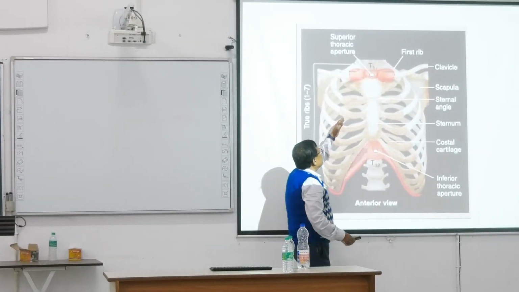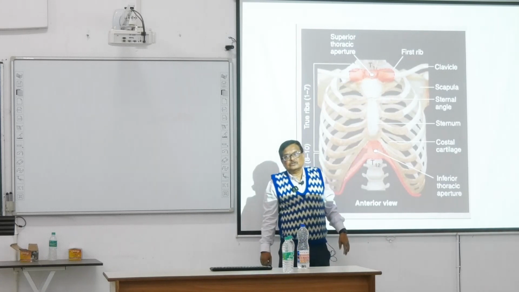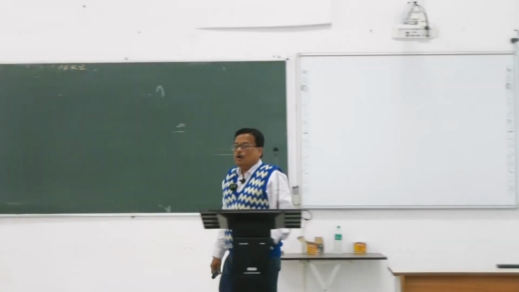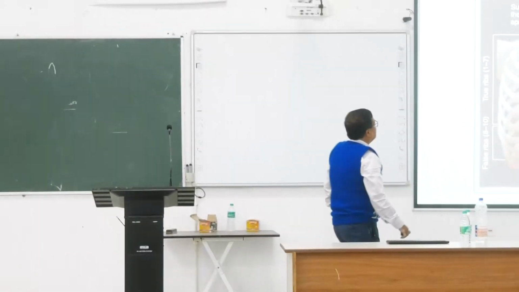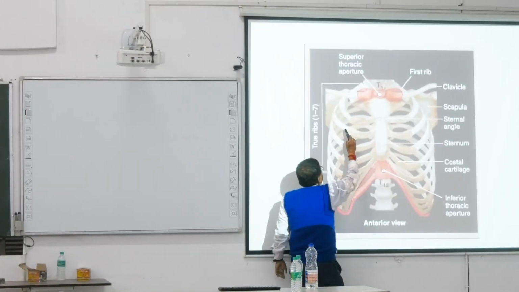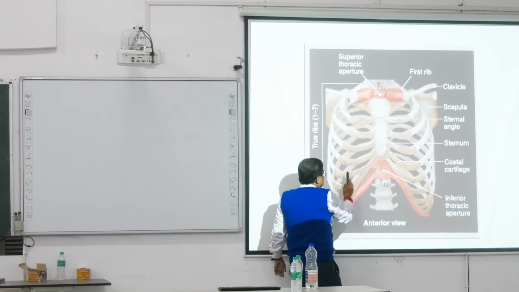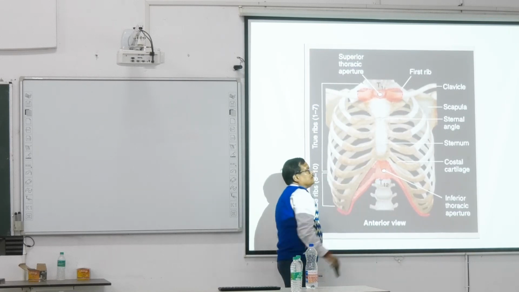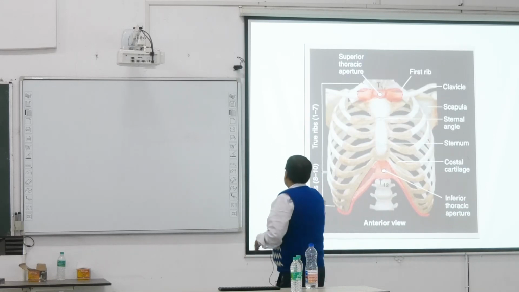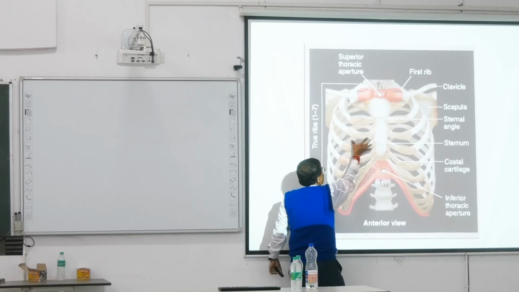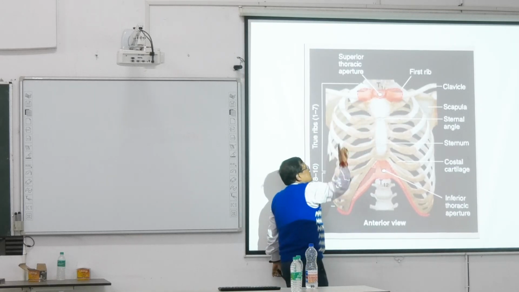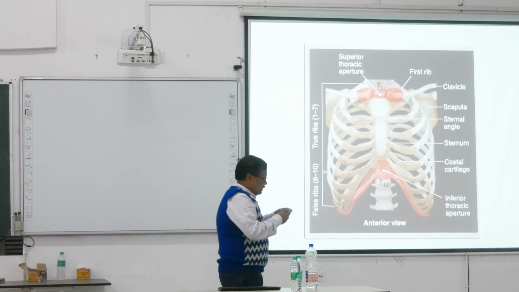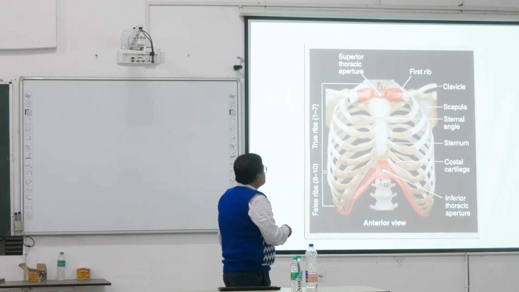Laterally, it is bounded by 12 pairs of ribs, starting from the first rib above, second, third, fourth, fifth, sixth, seventh, eighth, ninth, 10th, 11th, 12th. Of these, the first to seventh ribs are connected to the lateral edge of the sternum by means of cartilage directly. Each rib has its own cartilage which attaches to the sternum. The first rib has its first costal cartilage attached to the manubrium sterni.